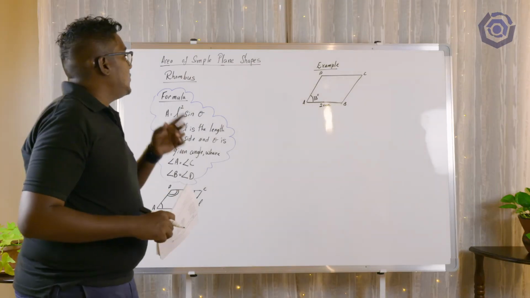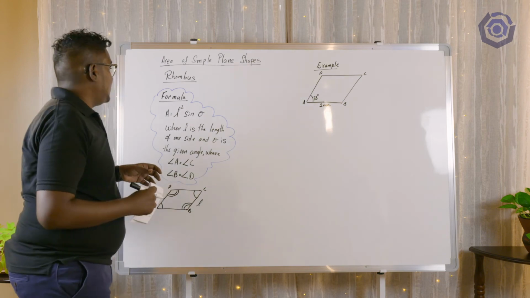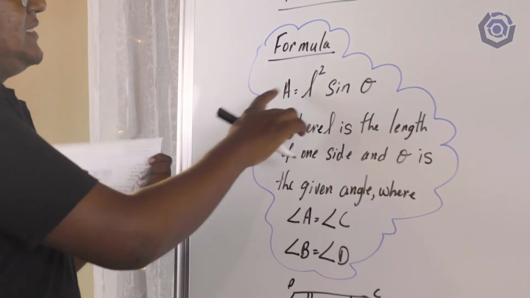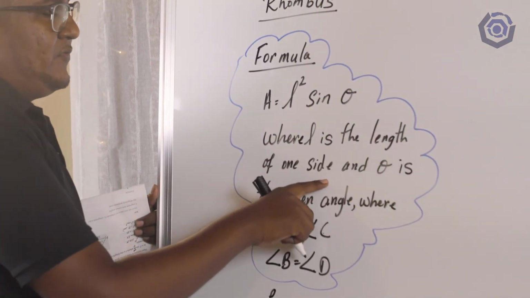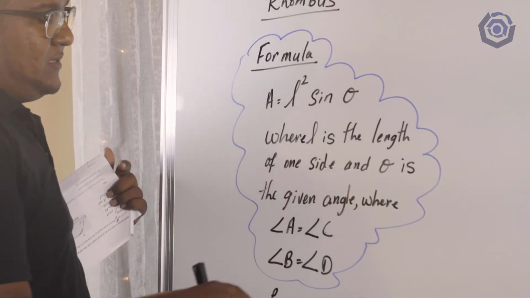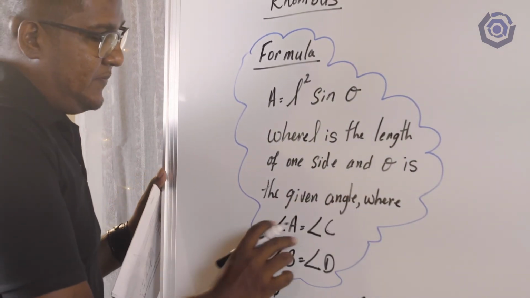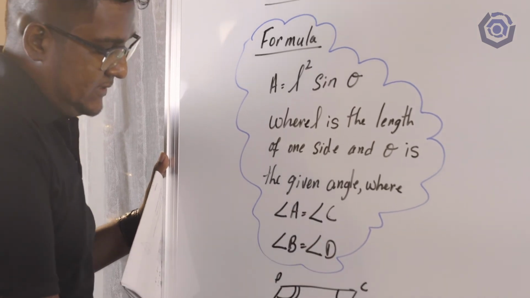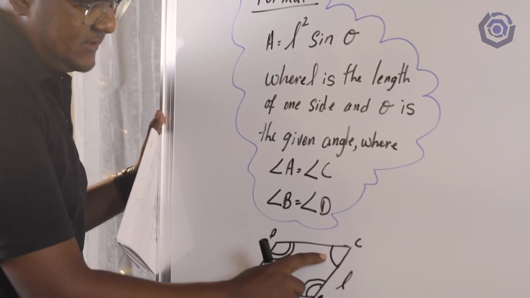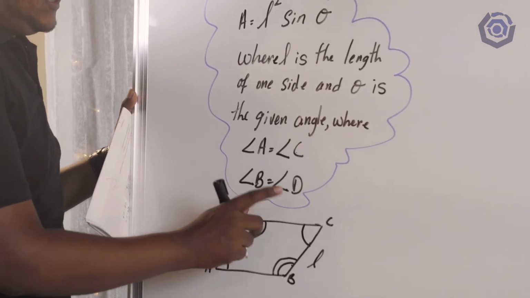So we looked at two methods already. Now this is the third method of finding the area of a rhombus. The formula for this one is A is equal to L squared sine theta, where L is the length of one side and theta is the given angle. Now it's not just any given angle. The angles that we're going to use are angle A equal to angle C, and if you look here, this angle and this angle are the same, and angle B and angle D are also equal.